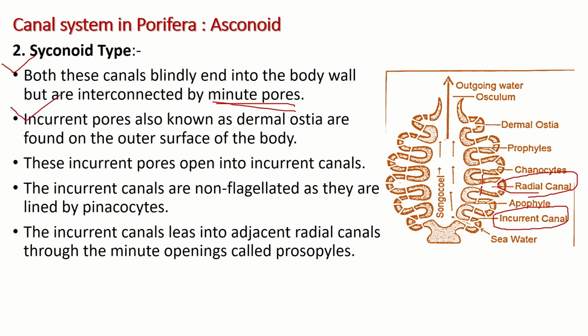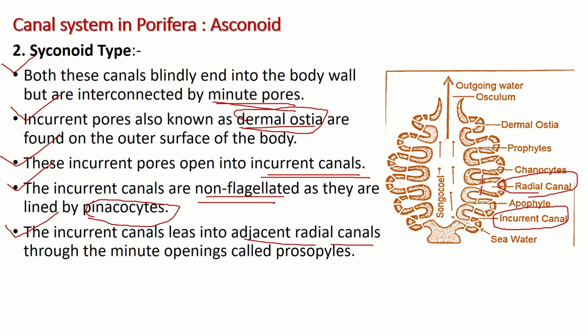Incurrent pores, also known as dermal ostia, are found on the outer surface of the body. These incurrent pores open into the incurrent canals, and the incurrent canals are non-flagellated as they are lined by pinacocytes. The incurrent canals lead into adjacent radial canals through minute openings called prosopyles.